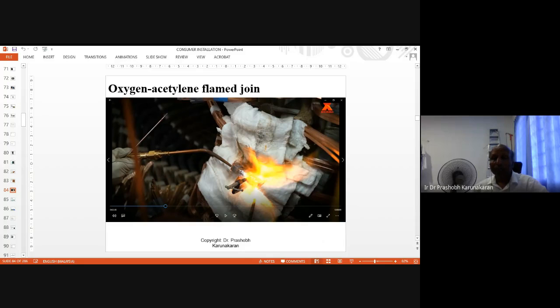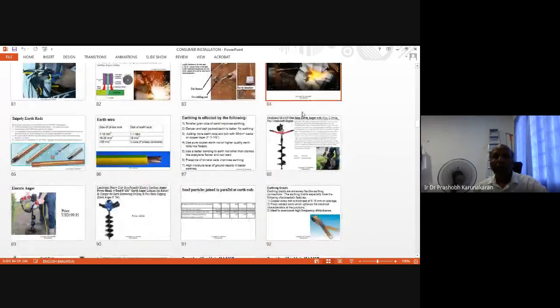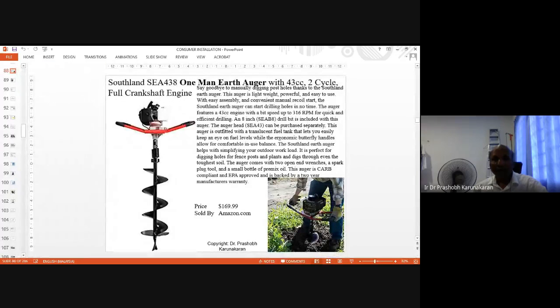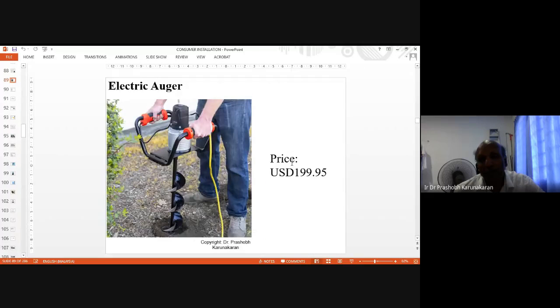So, the best way to reduce earth resistance: you buy one of these. What do you see on the screen now? You see this one? Electric auger, USD 199. You drill a hole, you put the earth rod in the center of the hole, you take the finest sand you can find and hammer it in. Okay, that's the best way.